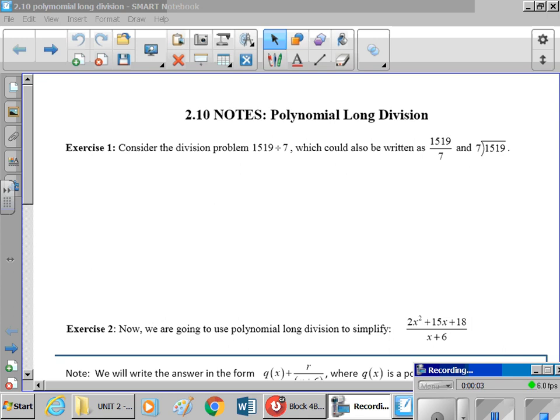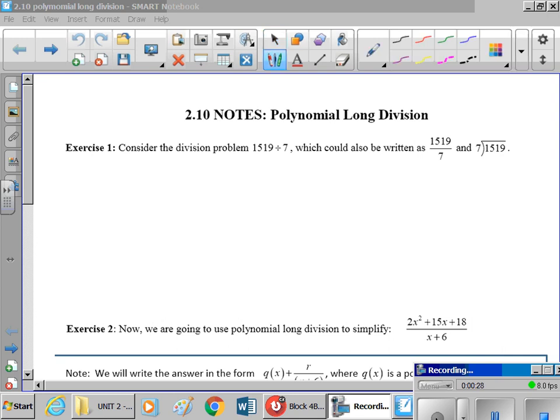Hi and welcome back. This is Algebra 2 and today's lesson is 2.10, Polynomial Long Division. I know that sounds like a really daunting name, but surprisingly enough, kids love doing this. And once you get good at it, you'll see why. It's not overly hard, and it's kind of a fun process. So in exercise 1, we're just going to review the concepts of dividing, long division, okay?